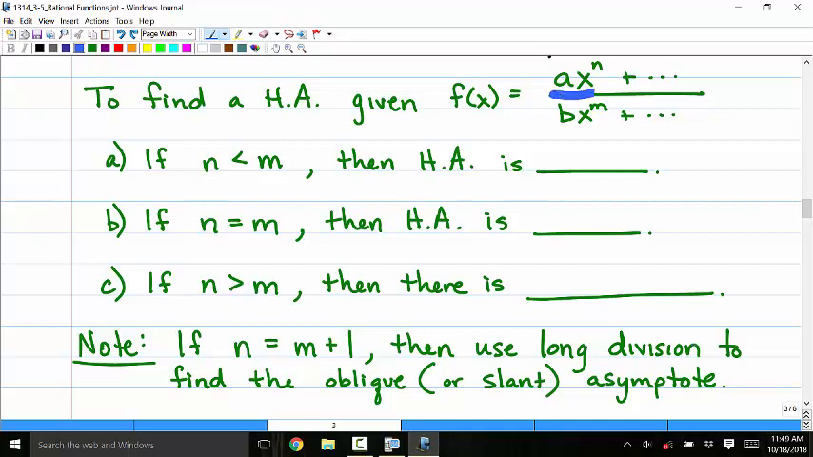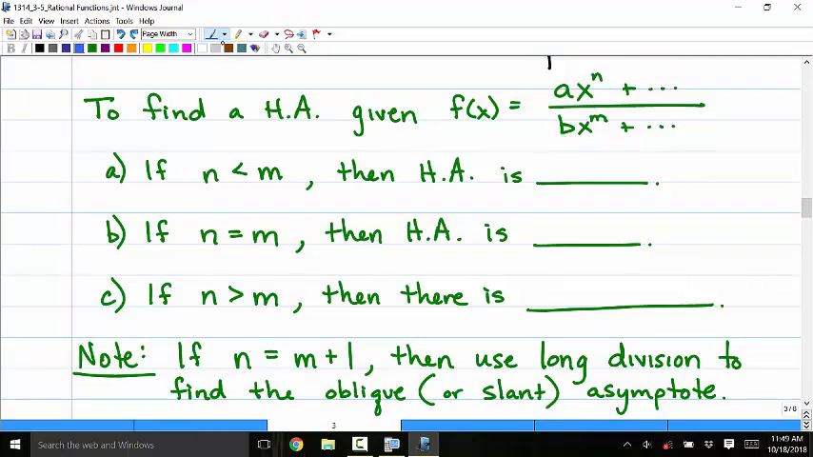You want to be able to find the power function in the numerator and the denominator. All you're looking for is the degree of the numerator and the degree of the denominator. That's kind of why we did this before we started the class, right? Find the degree of the numerator, the degree of the denominator. If the degree of the numerator is smaller than the degree of the denominator, right here, we have a horizontal asymptote at y equals 0.